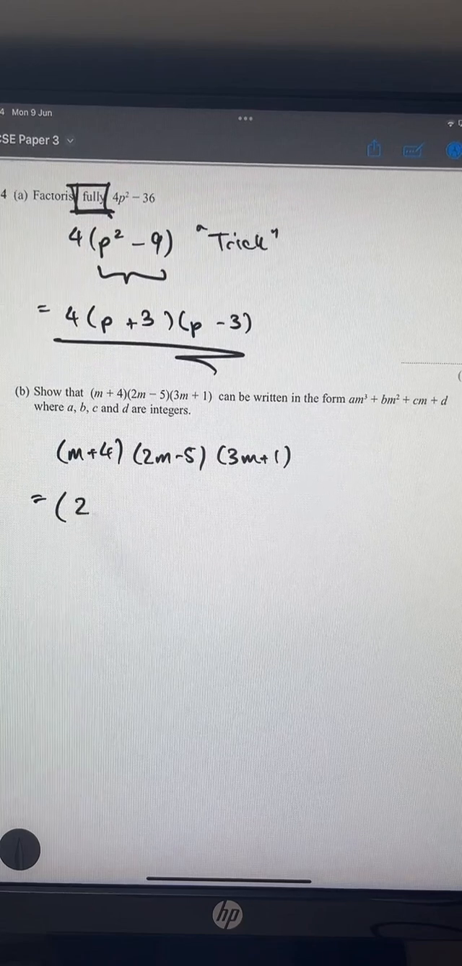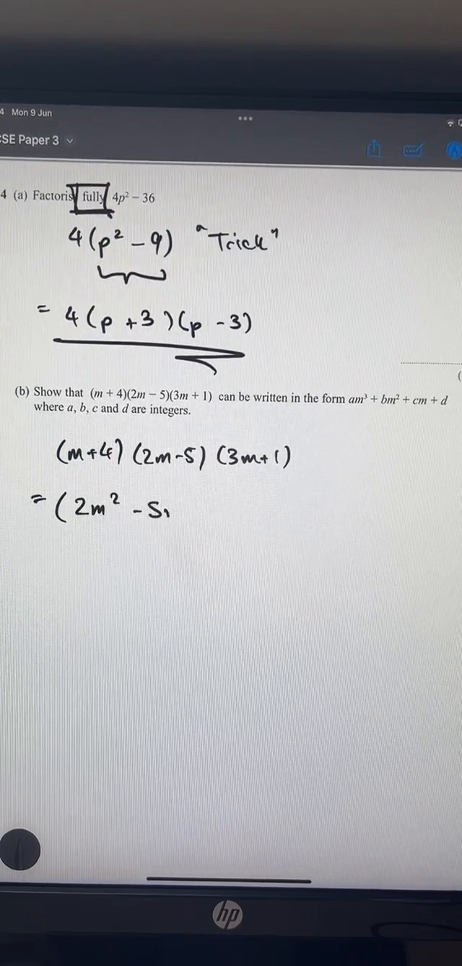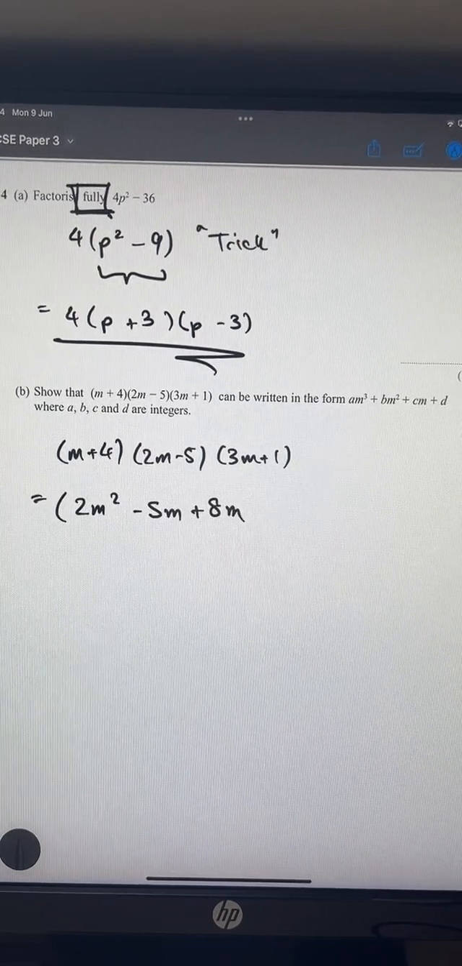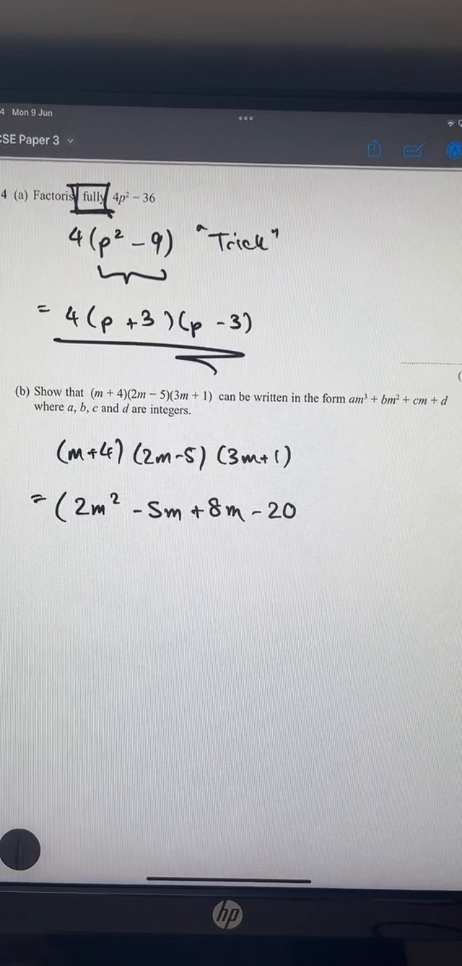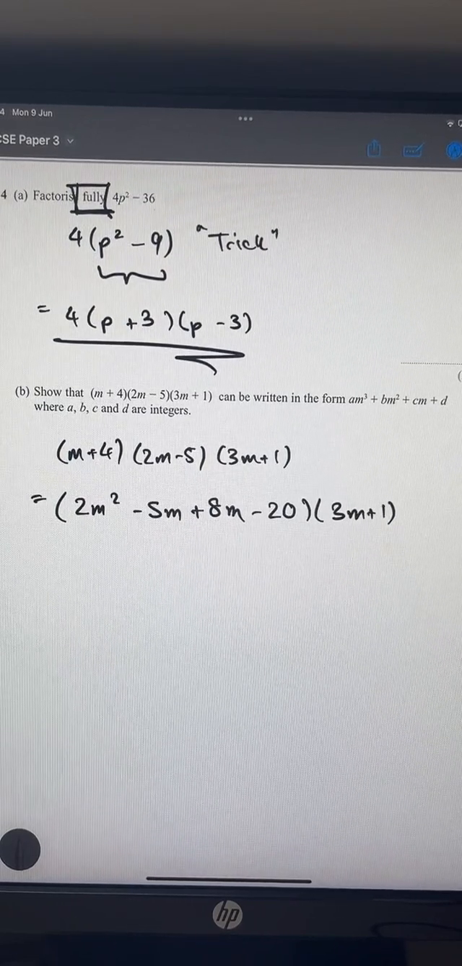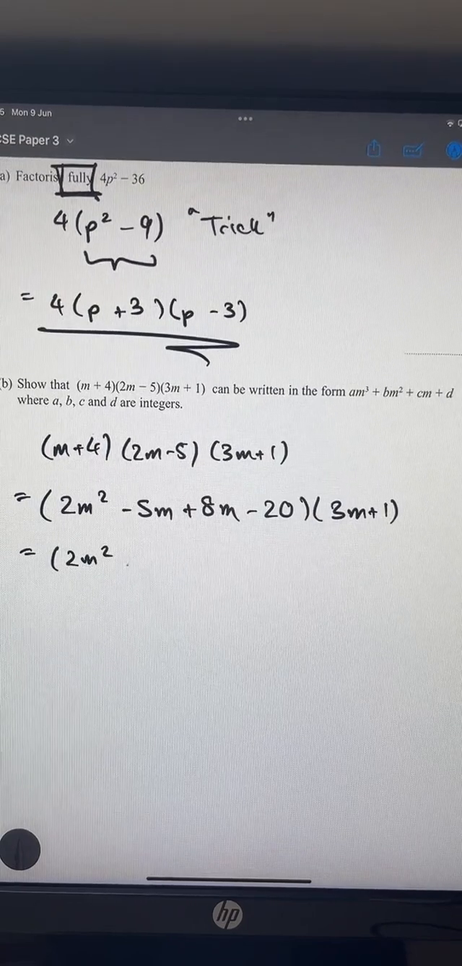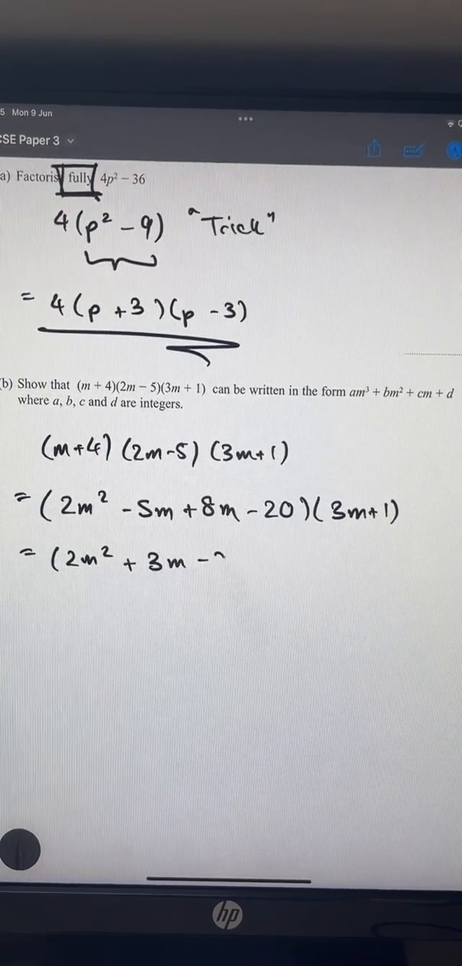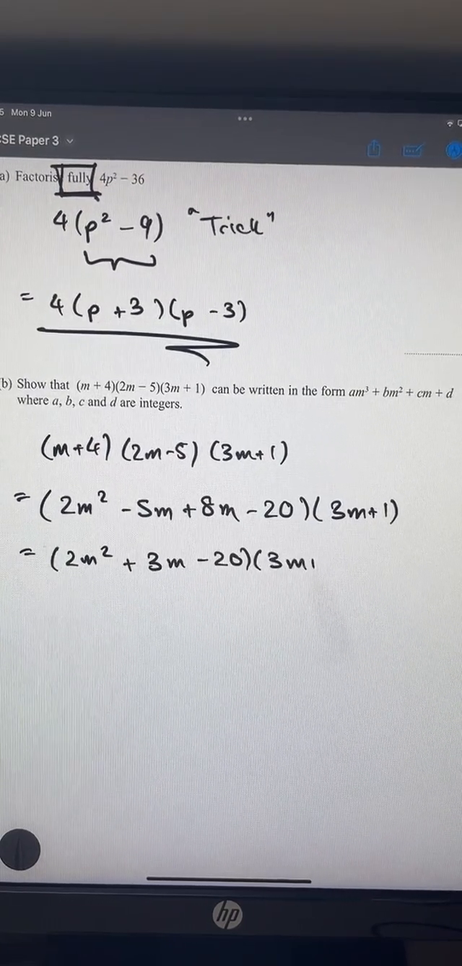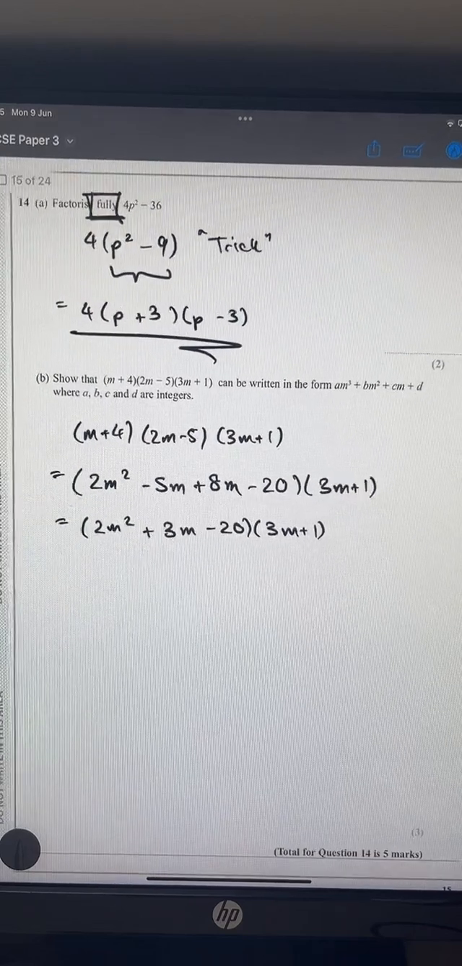So m times 2m, 2m squared, m times minus 5, remember the signs, that's minus 5m. 4 times 2m is plus 8m, and 4 times minus 5 is minus 20. Again, remember the negative signs. And 3m plus 1 is just sitting there for decoration at the moment. I can simplify this so I have less terms here because common like terms between minus 5 and 8. So that's 2m squared minus 5 plus 8 is plus 3m minus 20. And again, this is just stuck onto the tail for decoration.